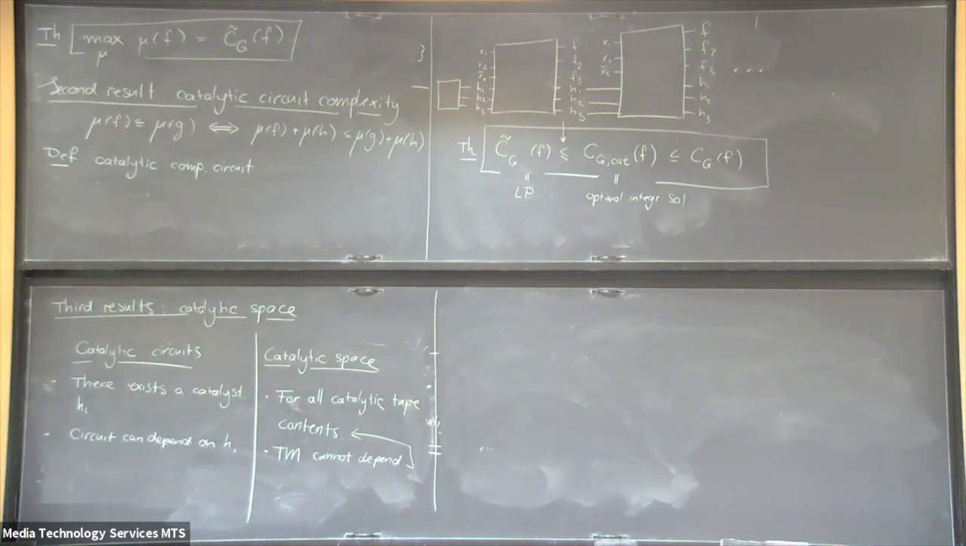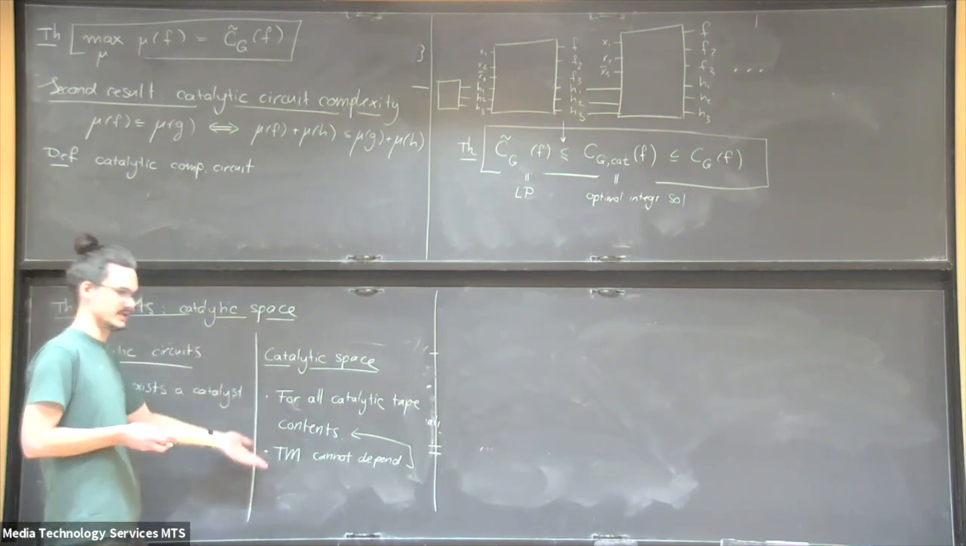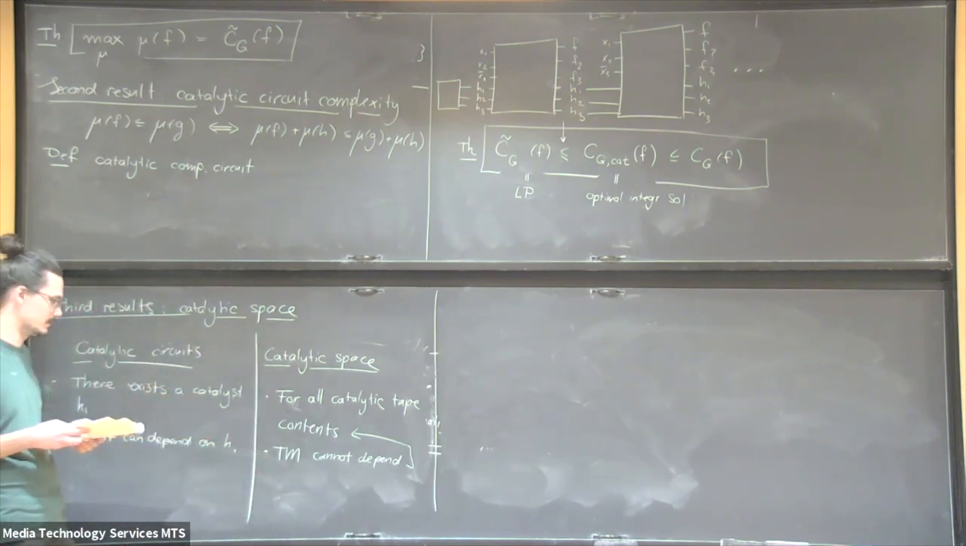Okay. I want to move on to the non-uniform version of this, and then I want to say something about our result there. Here we're talking about Turing machines, right? So that's the uniform situation.